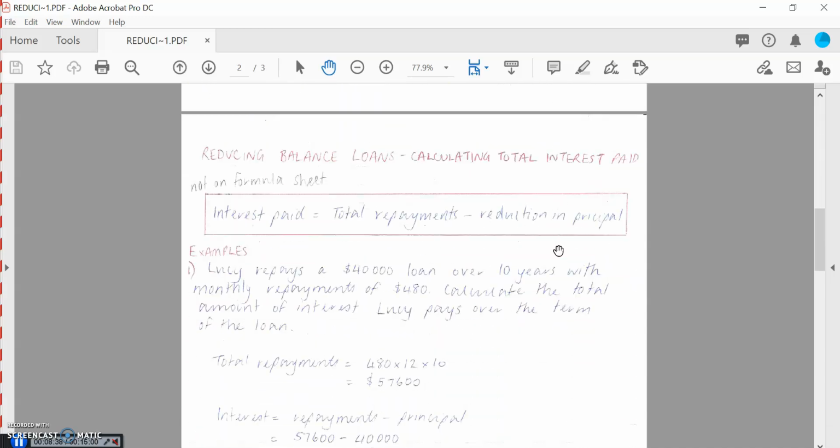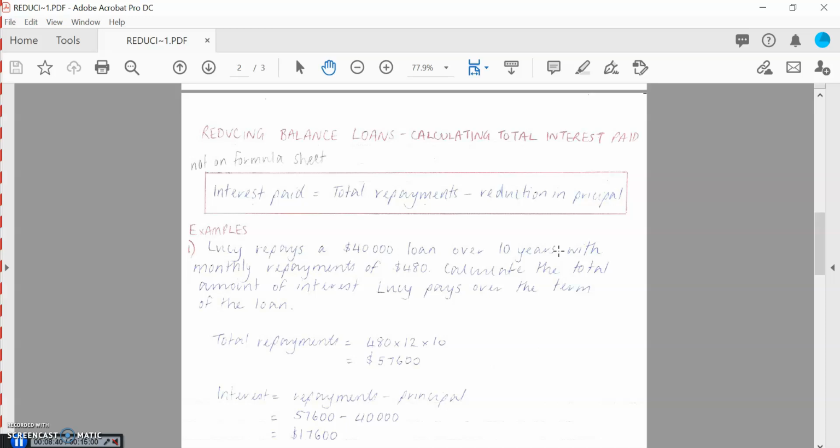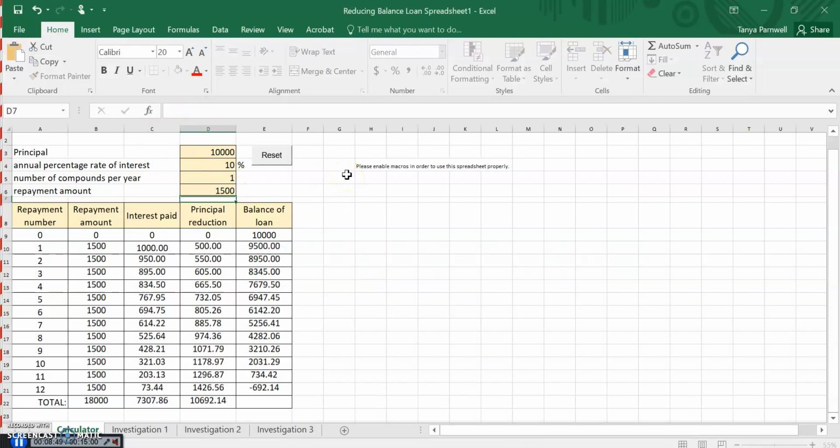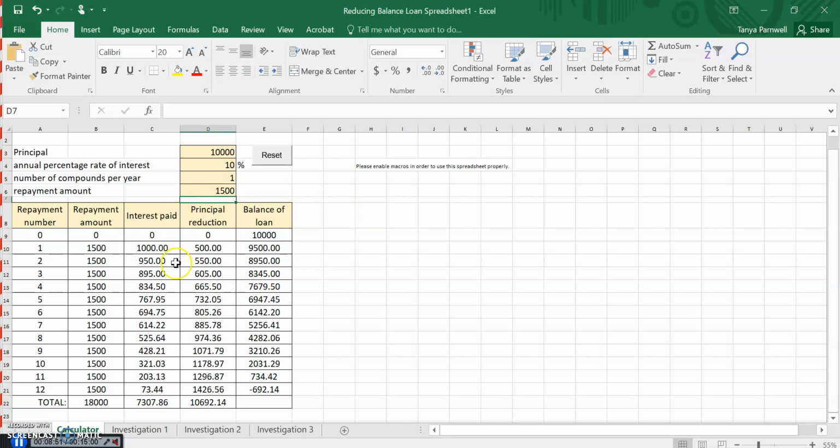The second thing we need to look at in today's lesson is how we can work out the total interest that is paid. If I just go back to my spreadsheet here, back to the original conditions that we had, because we know that in a reducing balance loan, we are only paying interest on the balance of the loan at that time, we can see here that the interest changes every payment.